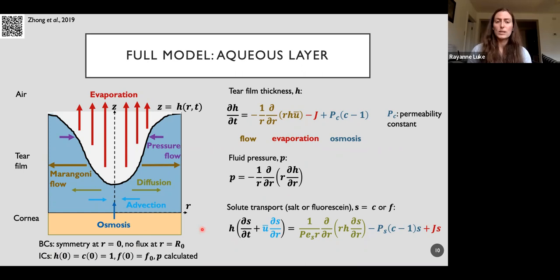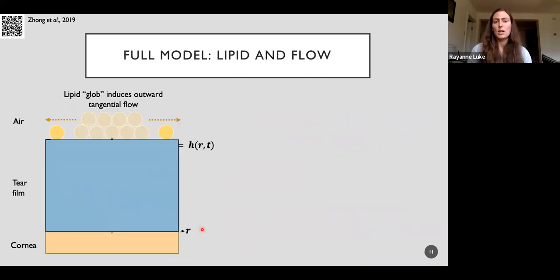Okay, so that's what's going on in the tear film. Now let's talk about the influence of the lipid layer. So in this model, we want to model lipid dysfunction. So we hypothesize that a glob of lipid is sitting on top of a region where tear film breakup will form. And again, it's going to act like the soap. It's going to induce a change in your concentration.